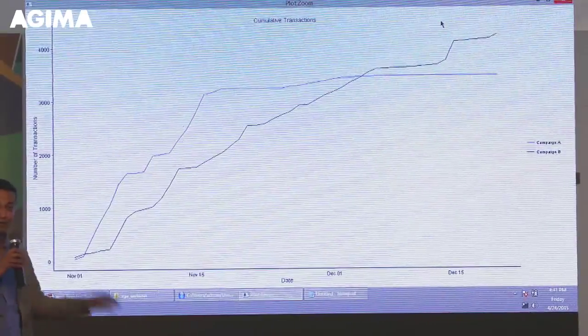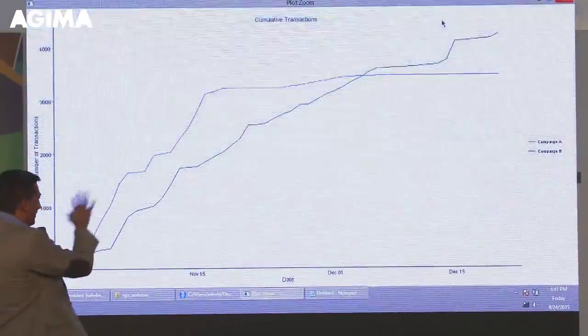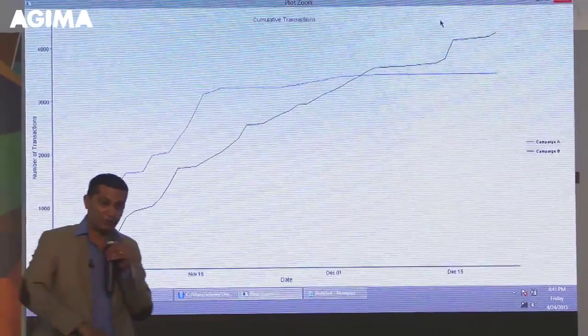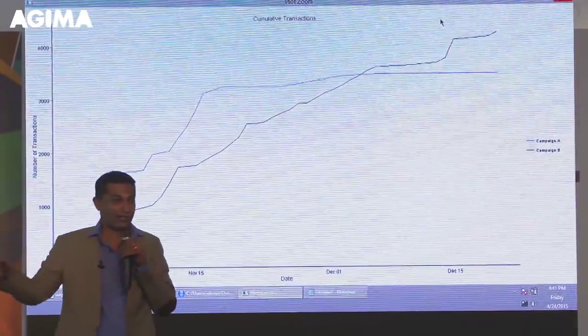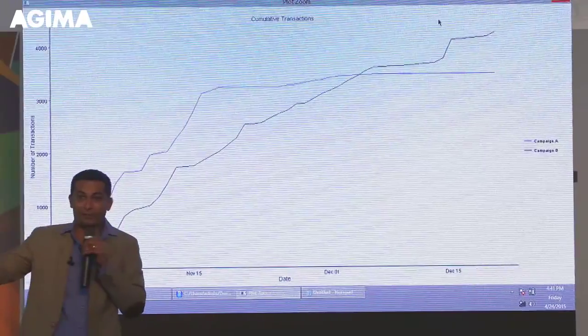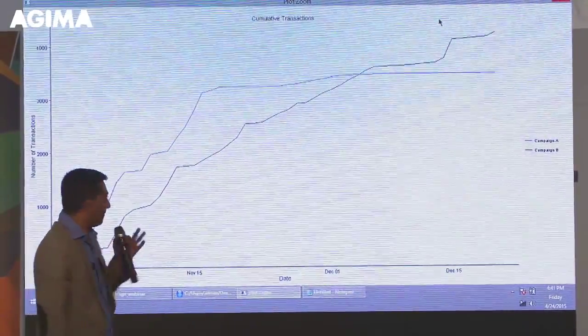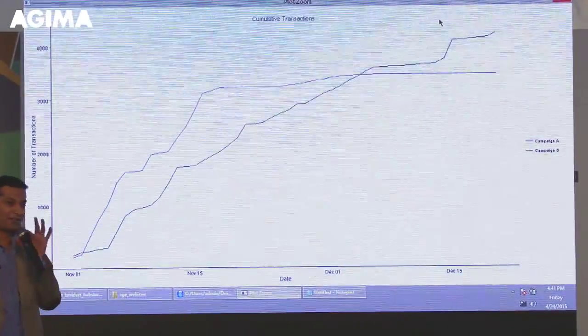And all the code of this example, if you want to run it in R, is going to be made available on Agima's Facebook page. So I'll pass it on to Agima, and they'll definitely make it available. But that's all I had from my part on R and Google Analytics.